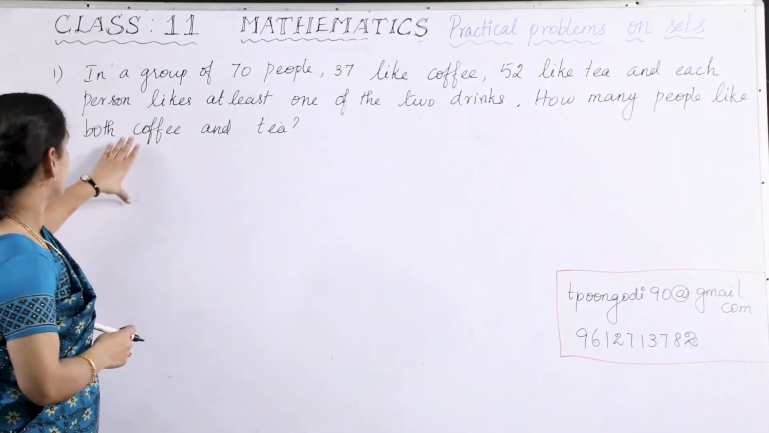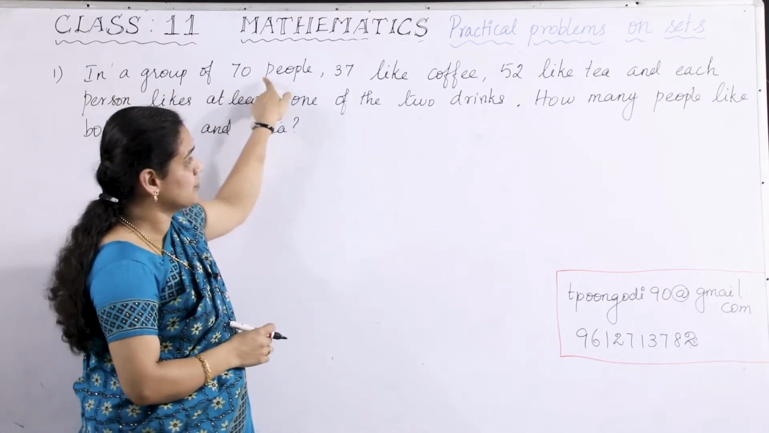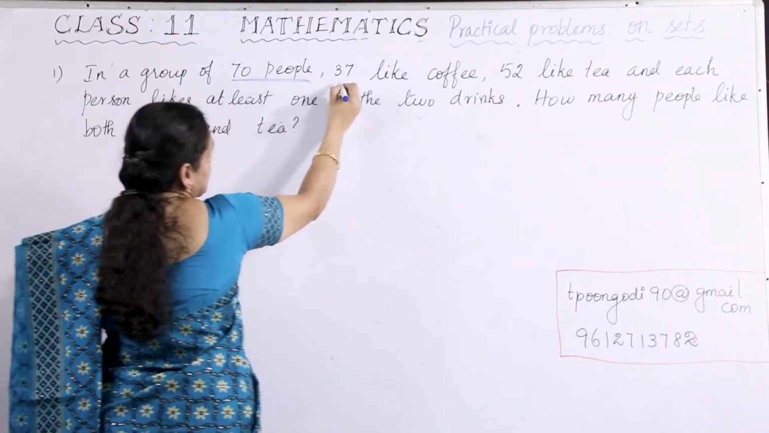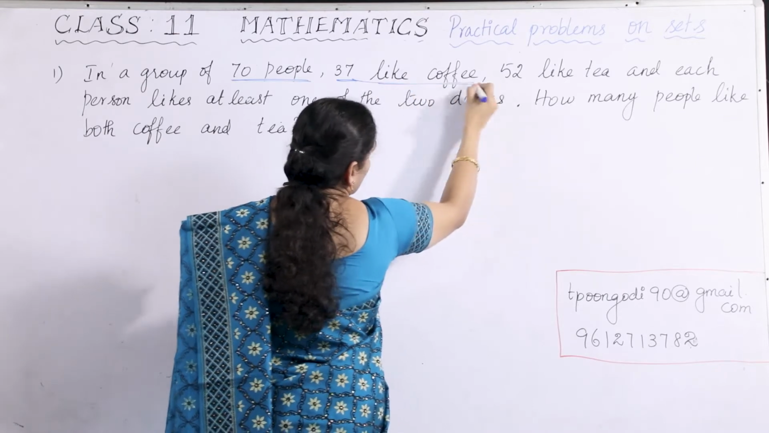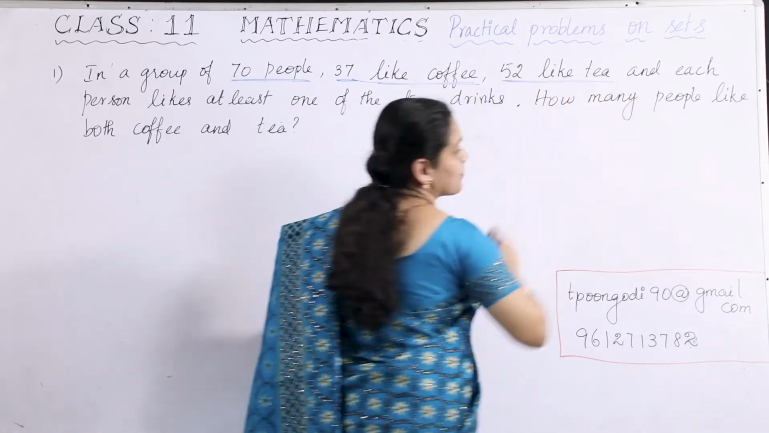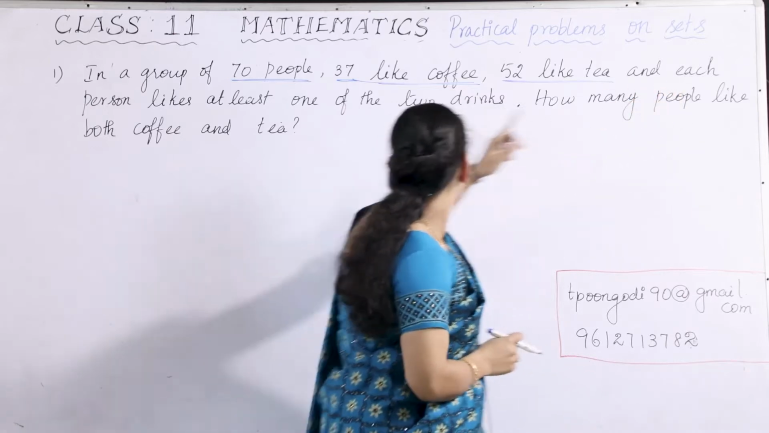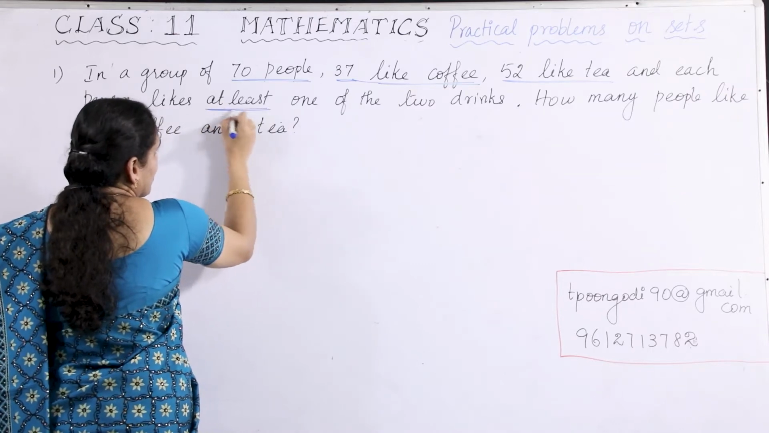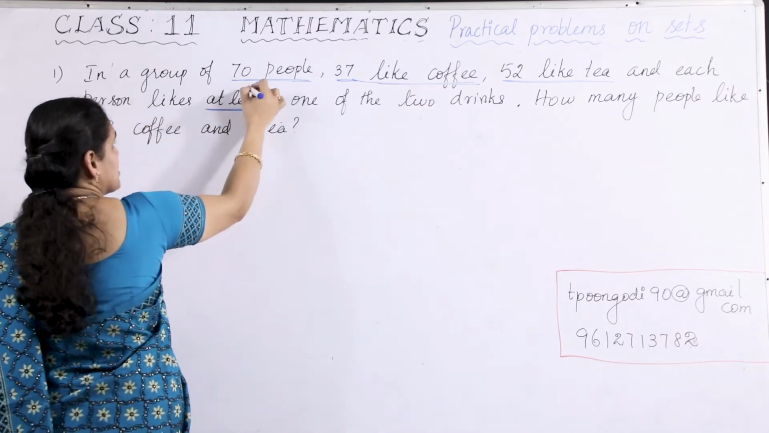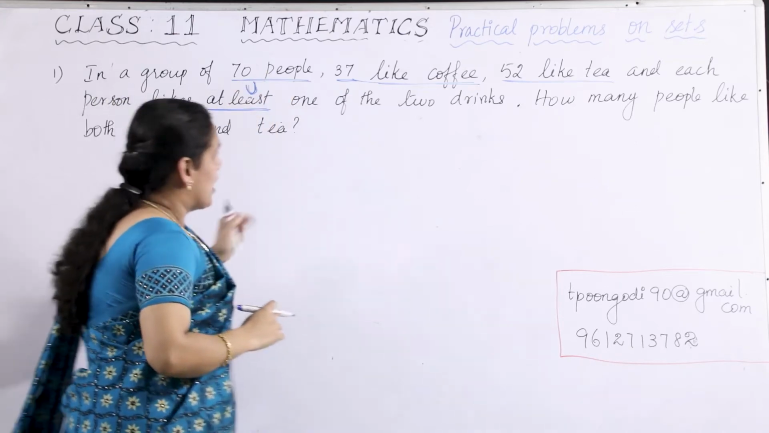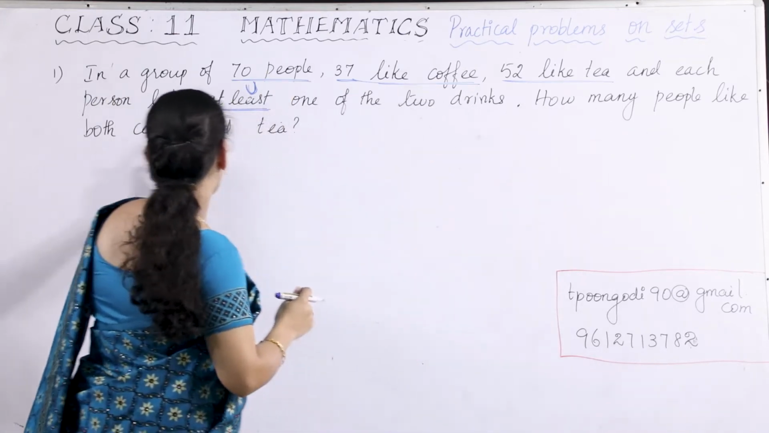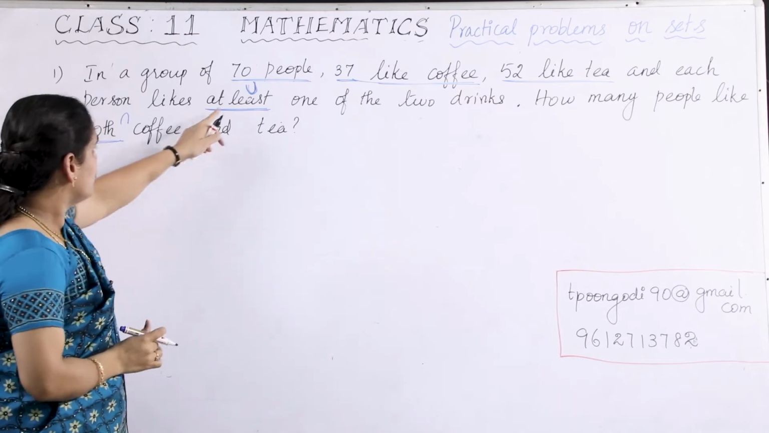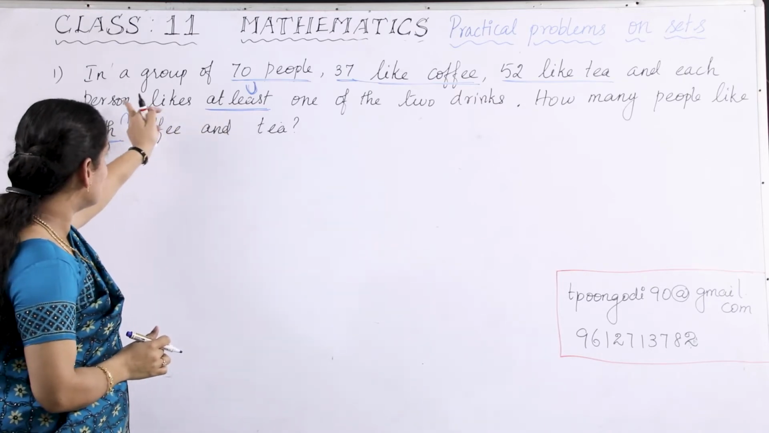Okay. Here we will go with this question. In a group of 70 people, 37 like coffee and 52 like tea, and each person likes at least one of the two drinks. At least. We have already seen this. At least means it represents the union, isn't it? Okay. And how many people like both coffee and tea? Both represents the intersection.